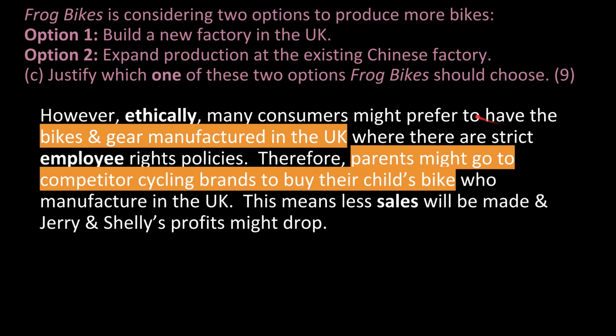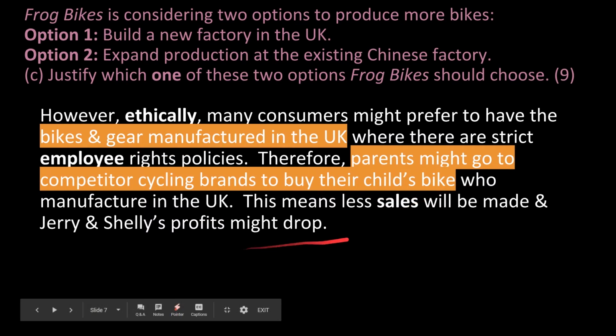Okay, so now focusing on, however, ethically, many consumers might prefer to have the bikes and gears manufactured in the UK. All right, again, we've got some really strong application here. So two more pieces of application. We can see that this point is actually developed, and it's developed again here. So this is looking like a very strong answer. And the use of terminology is good as well, key terms that are actually included here. So we've got ethically, employee, competitor, sales, profits, and so on. So that's all good to see.